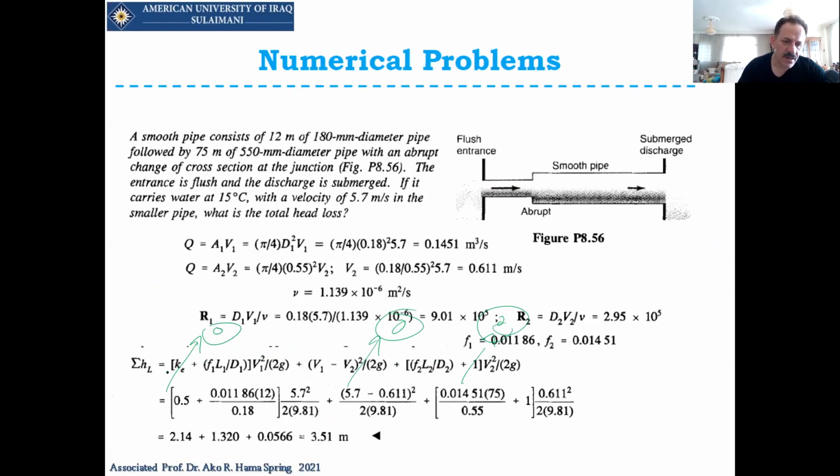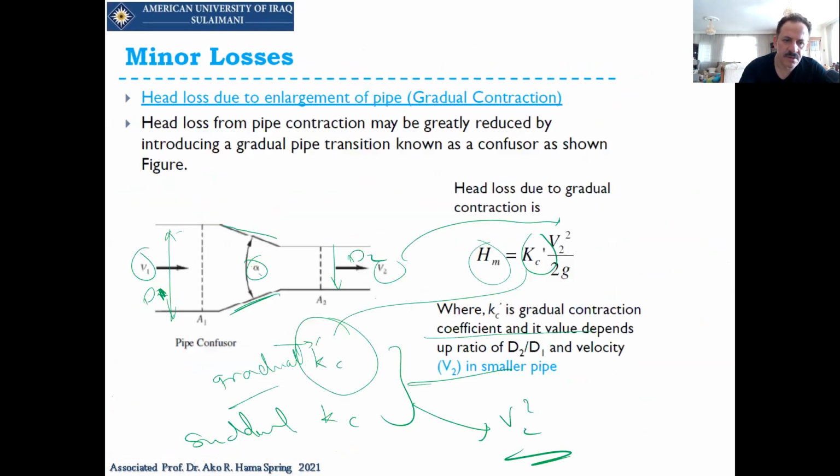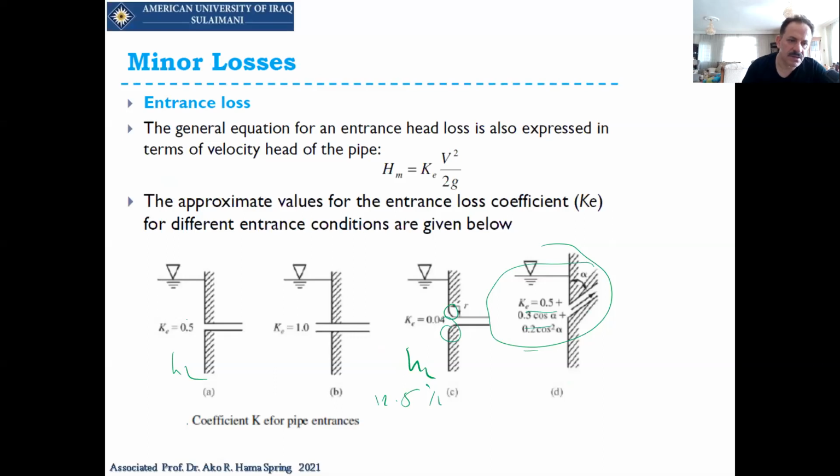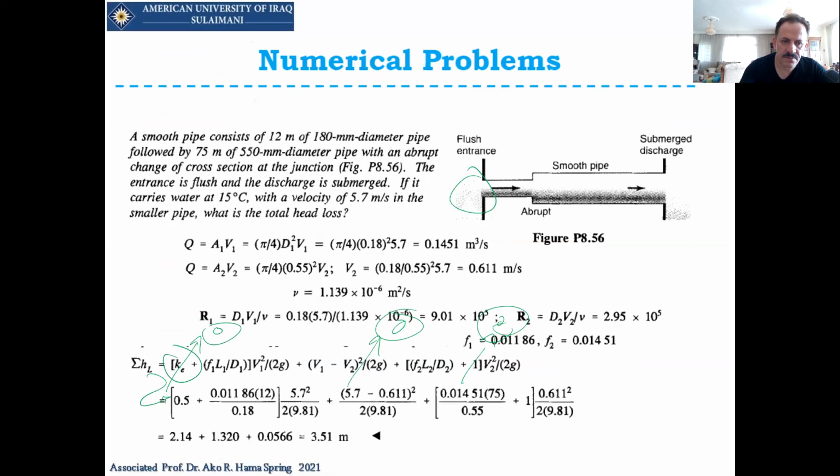And why is K entrance 0.5? Because of the type of entrance here. This shape here is exactly the shape that we have here. So that's why we have V squared over 2g times 0.5. So 0.1 times V1 squared over 2g, and this is also fL over 2.